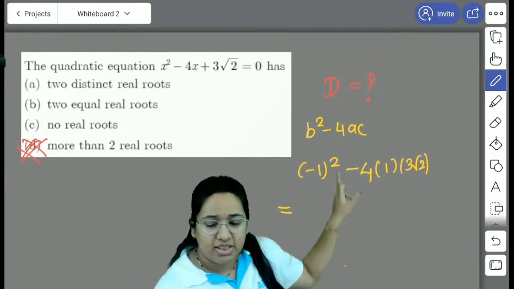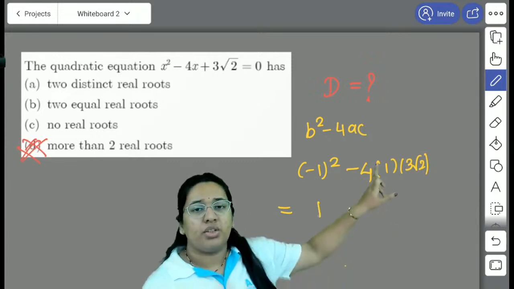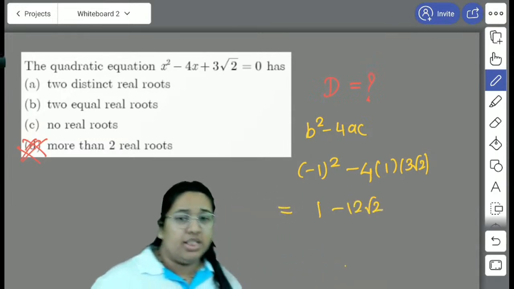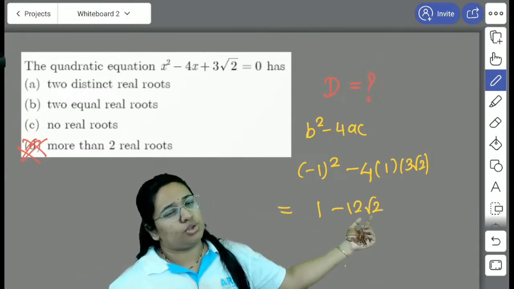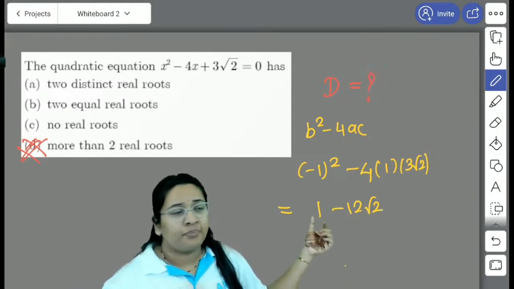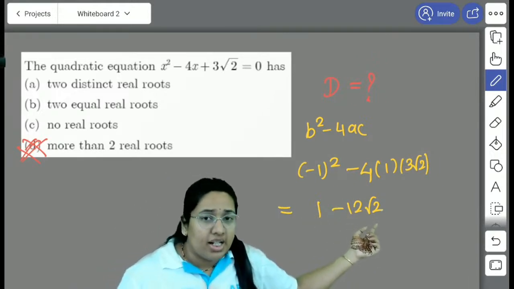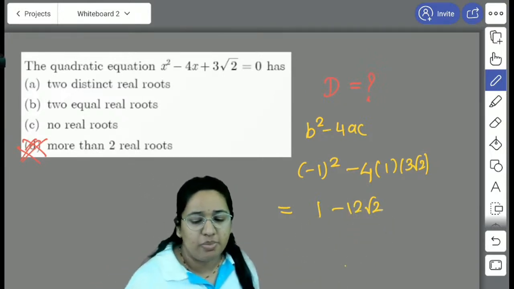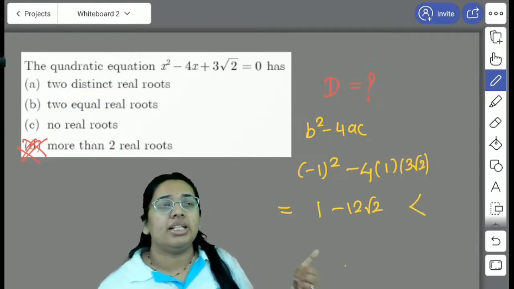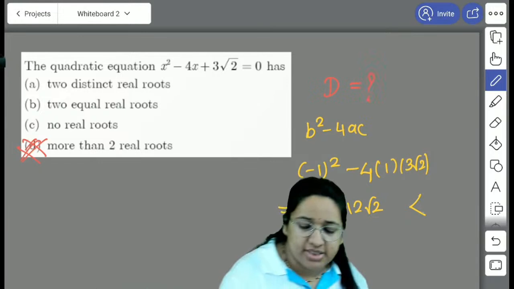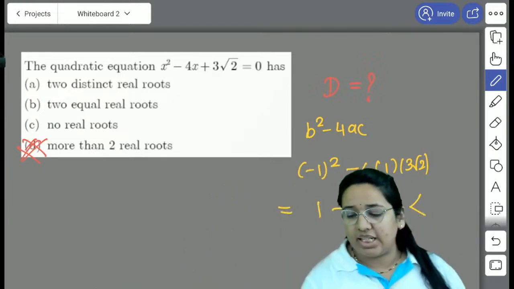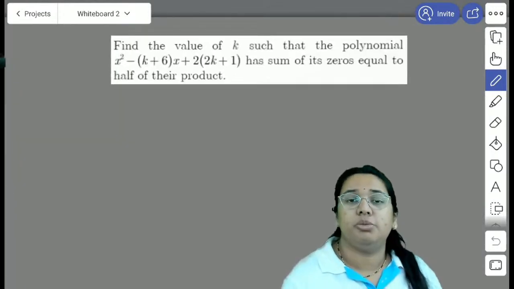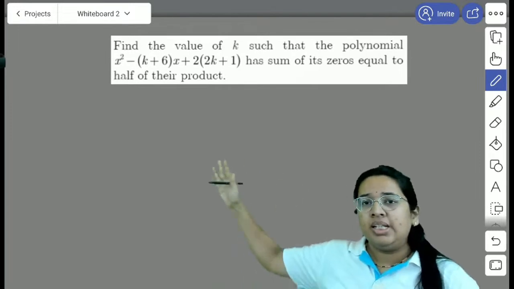So there will be minus 4 square, which is 16 in magnitude. Then 4 into 3 will be minus 12 times root 2. So obviously 16 minus 12 times root 2. Correct? This will be the positive case. If you get that D is greater than 0, then we can say that there will be two distinct roots. So the answer will be option A. C.